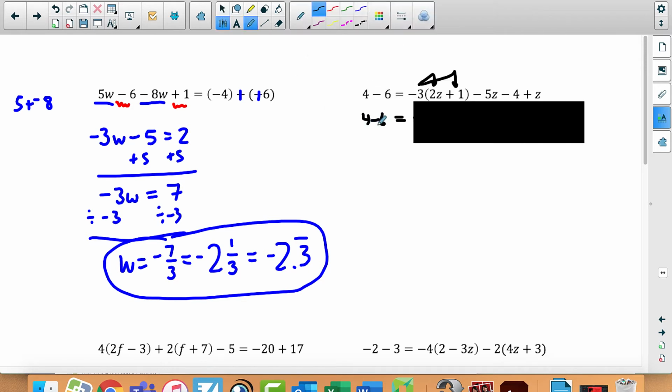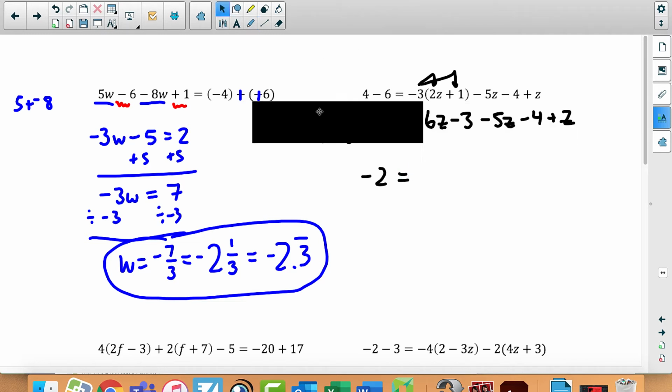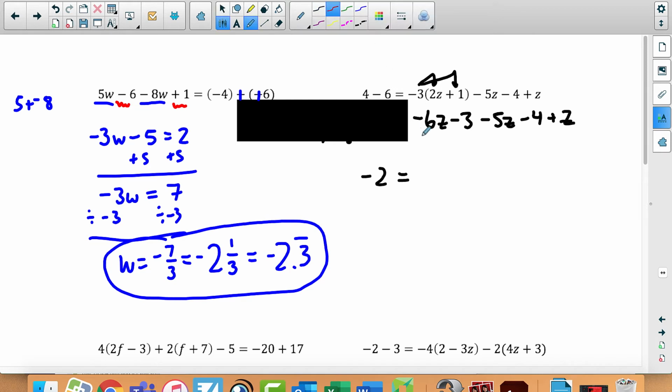Okay, let's look just at the left-hand side. So we have 4 take away 6. Well, 4 take away 6 is negative 2. If you don't like that, you could also do 4 plus negative 6. Add the opposite, you get negative 2. Equals. On the other side, I think we have a whole bunch of stuff we can combine, don't we? We've got a bunch of z's. We got negative 6z, take away another 5z, plus 1z here, isn't there? So negative 6 take away 5.